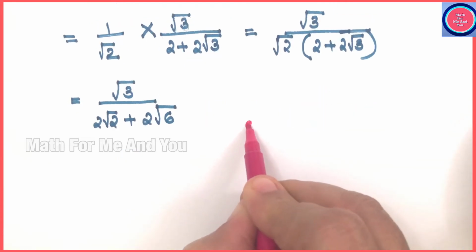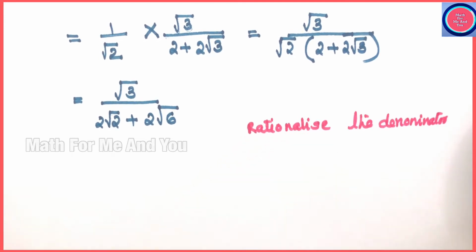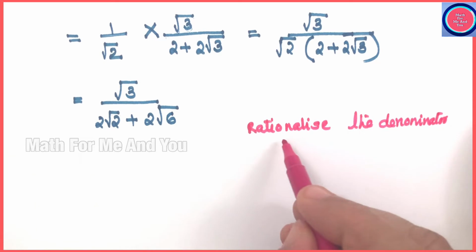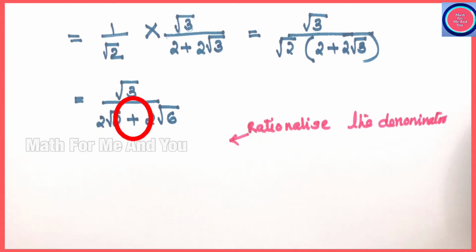What we need to do? We need to rationalize the denominator. What is the meaning of rationalizing the denominator? It means if the denominator, for example, here it is 2 root 2 plus 2 root 6, the operation is addition. Two terms connect with the plus. So in the fraction, we have to multiply the numerator and denominator with the conjugate.